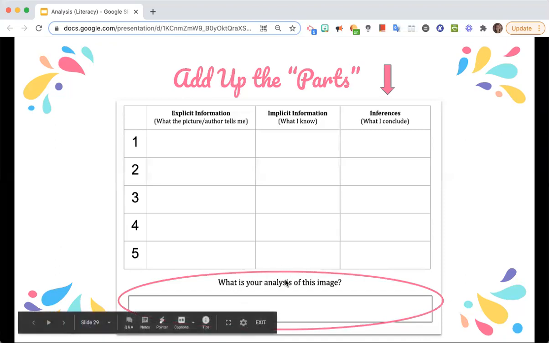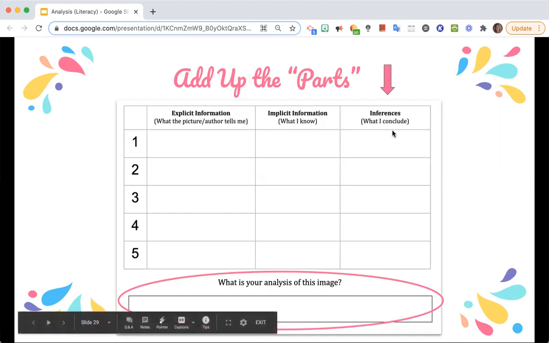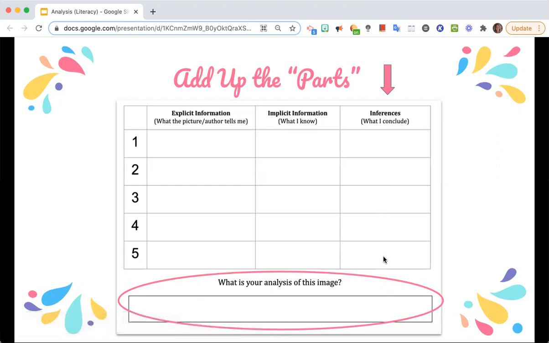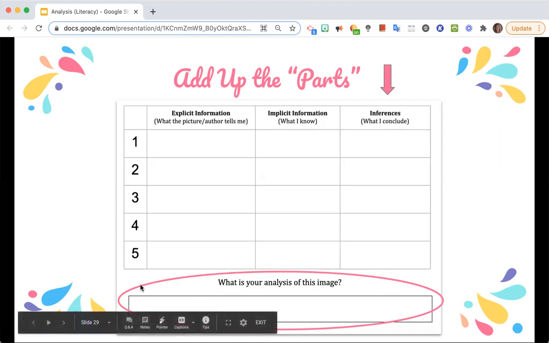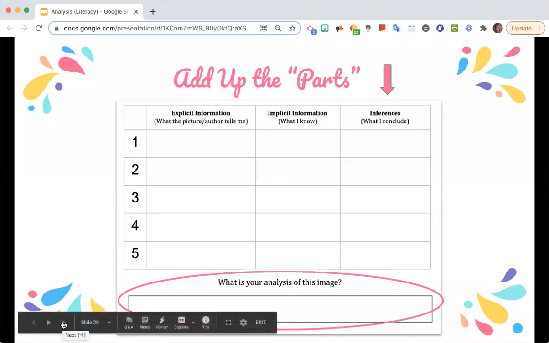So again, I'll ask you the question, what is your analysis of this image? This is a great organizer to help students add up their inferences to create an analysis. This organizer is linked in the slide deck, so feel free to go into the slide deck and make a copy of this for yourself to use in your own classroom. You also have my permission to change the wording and change it to be whatever you need it to be.